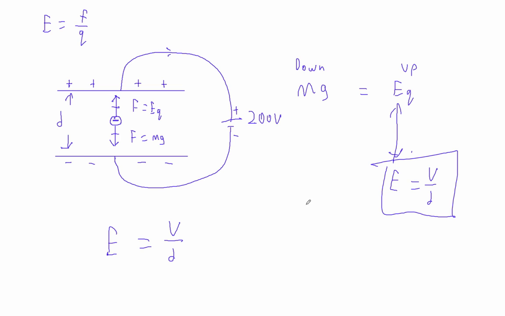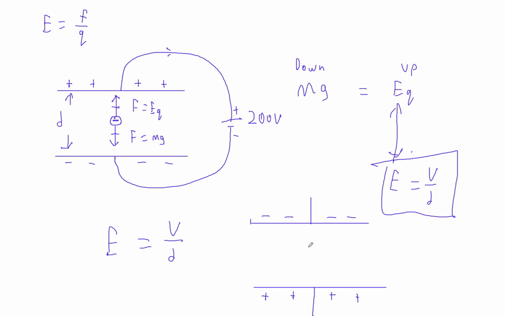Now, let's just look at the charge distribution here. We've already said that if you have a positive plate on the top, negative plate on the bottom, a negative charge between the plates would feel an upward force. If you reverse that, let's reverse that. Let's put the negative plate on the top and the positive plate on the bottom.